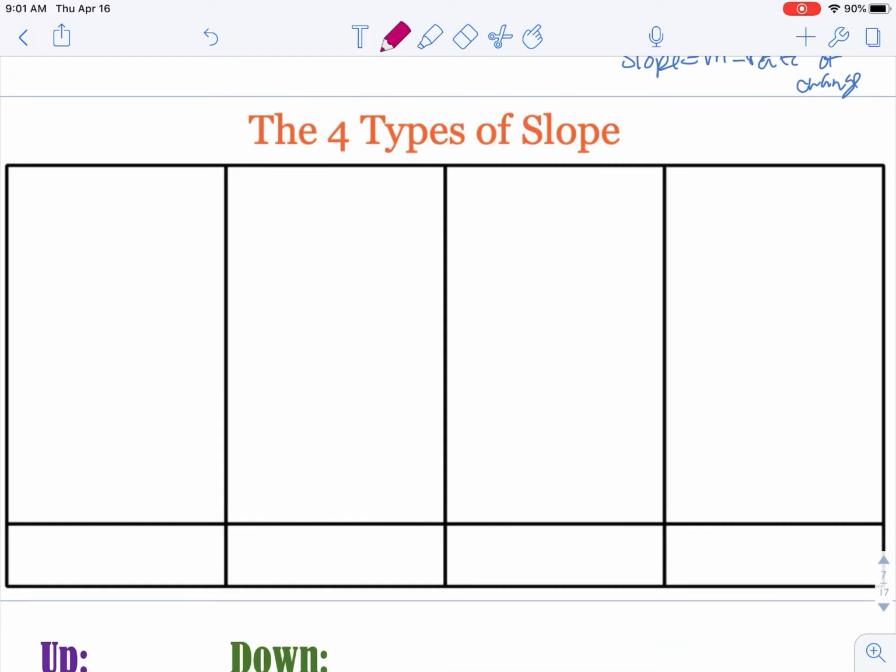So now we're going to look at, there are 4 types of slope. Okay, there's 4 types of slope, and these 4 types of slope are the only types of slope that exist. Because when we're talking about a straight line, there are only so many directions that a line can face. Okay, and so our first direction that we're going to talk about looks like this.